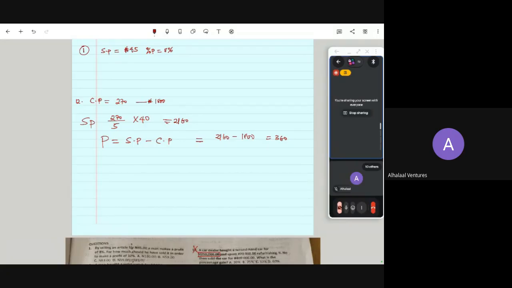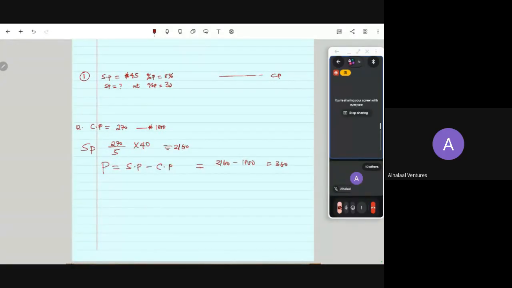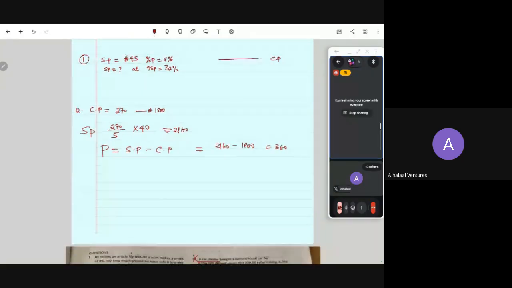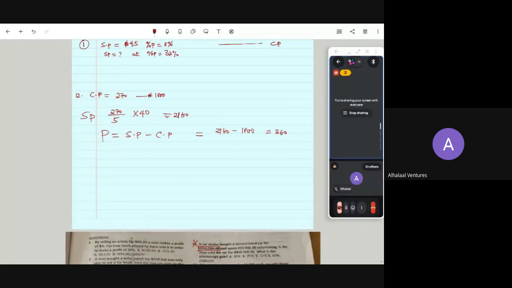So from these jargons, we need to get the cost price first before we can do anything. We are now going to need that cost price to get the selling price at a percent profit of 32%. Do you understand? Is this clear? If it is not clear, you need to read the question again. Take 30 seconds to read the question.